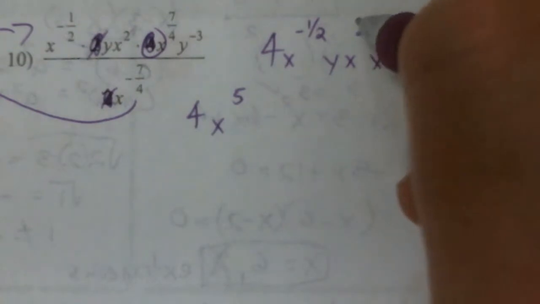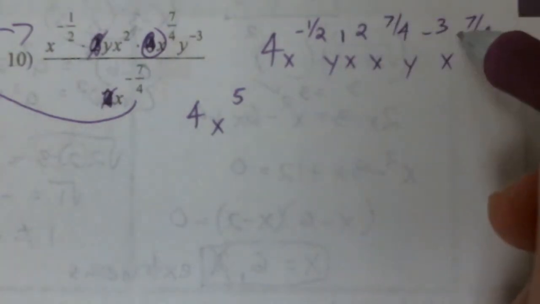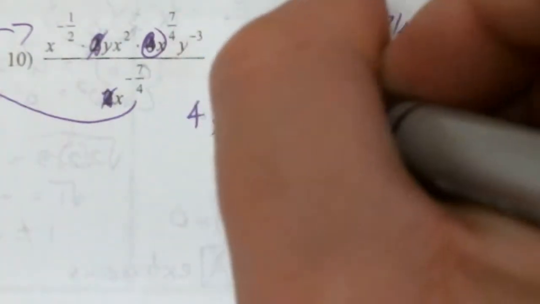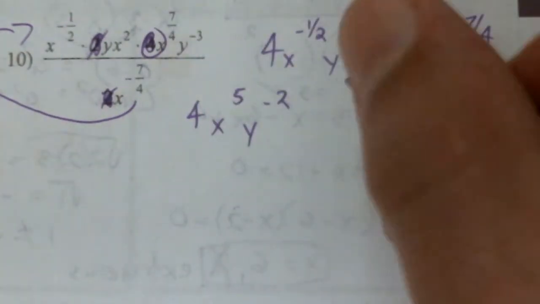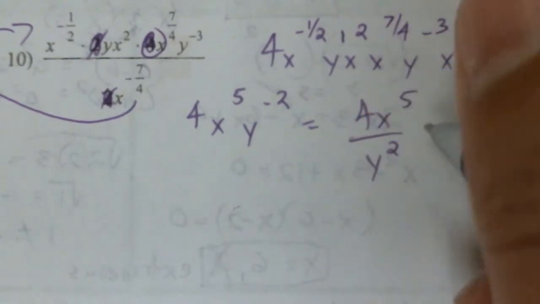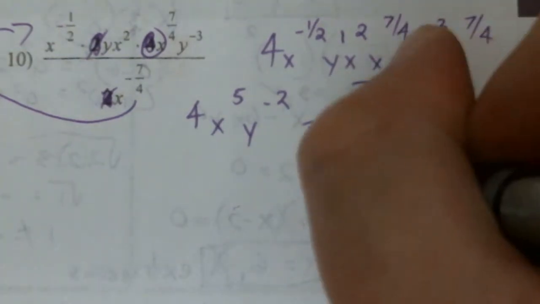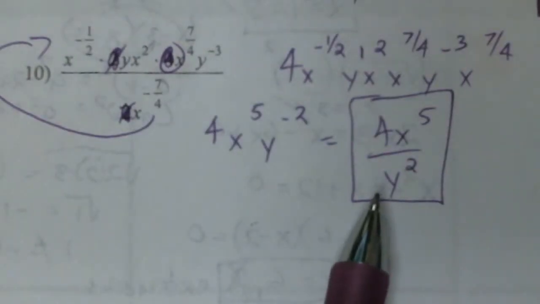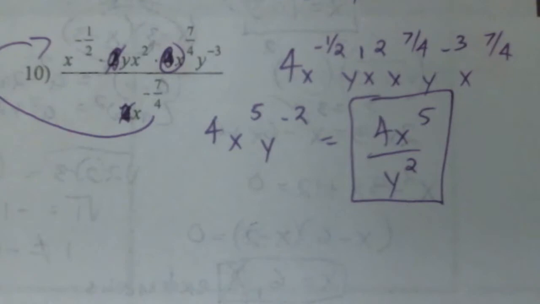And then for the y's, I have a y to the 1 and a y to negative 3. 1 minus 3 is negative 2, so I have y to the negative 2. That goes on the bottom, so that equals 4x to the 5th, and only the y squared goes on the bottom. Once again, you can check this. All right, so home stretch here.